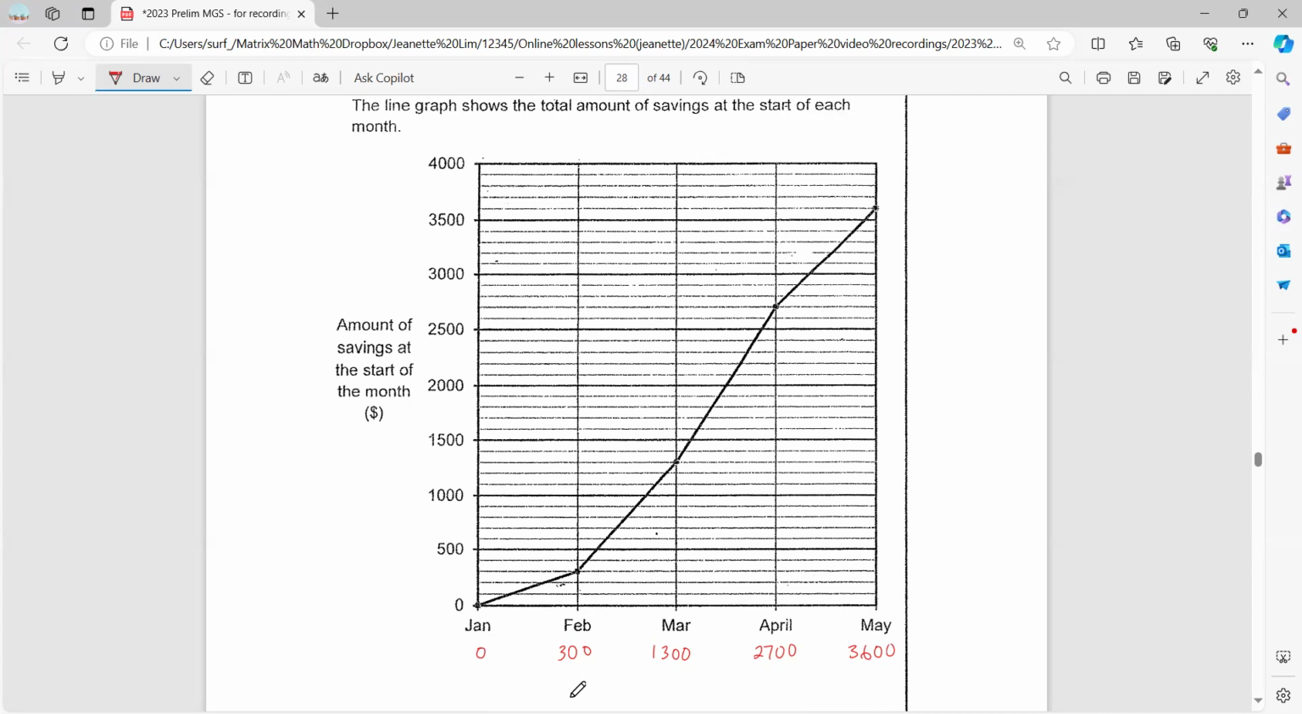So in January itself, how much did he save? From 0 to 300 means that in January, he saved 300. In February, he saved an extra 1,000. In March is 1,400. Then in April, from 2,700 to 3,600 is 900. Okay, so these are actually the amounts that are being saved during the months January, February, March, April.